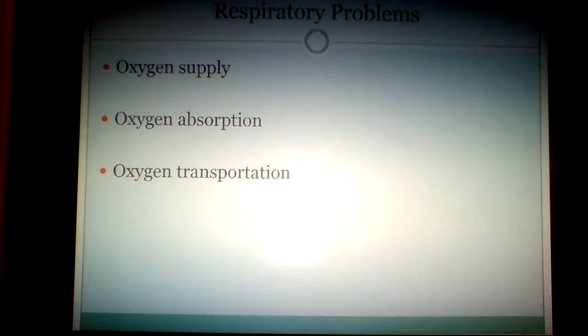When there is a respiratory problem, one of three things is happening. You're going to have something happen to the supply of oxygen, the readily available oxygen. There is something that is inhibiting absorption of oxygen, something that is inhibiting the gas exchange or the perfusion, and something that is inhibiting the transportation. The problems are going to be one of the three or a combination. You guys know the drill.